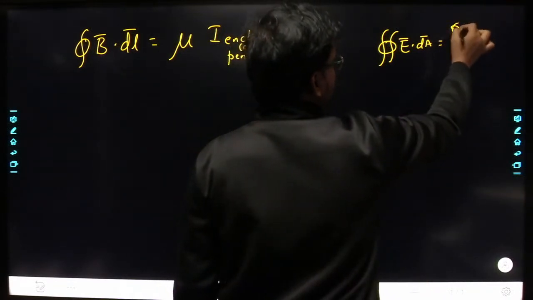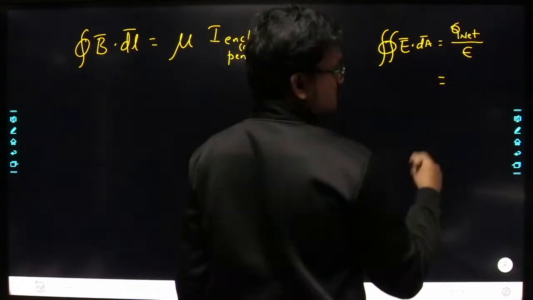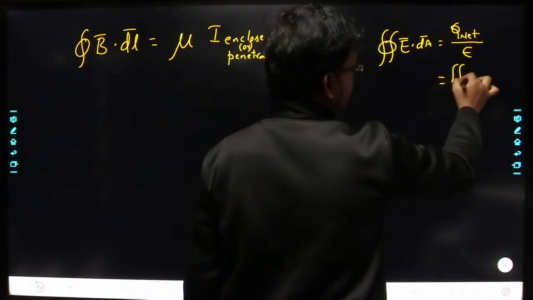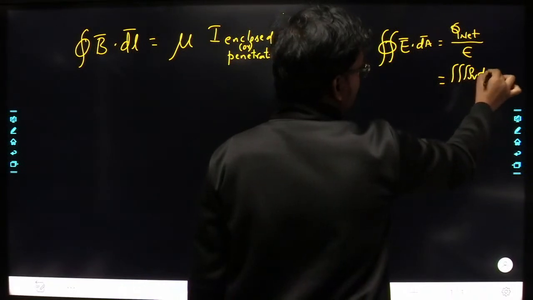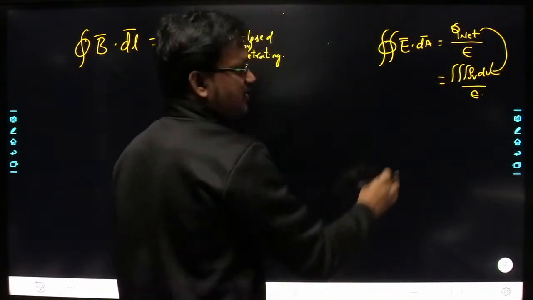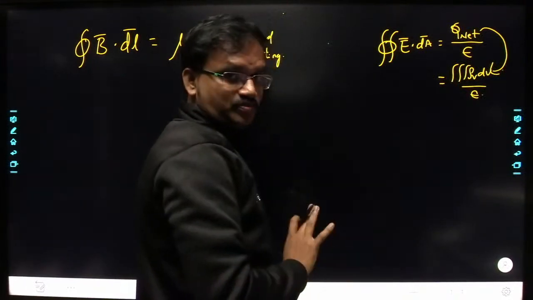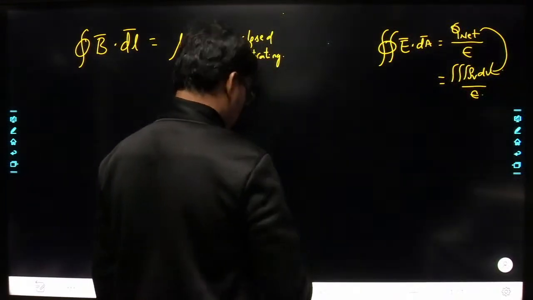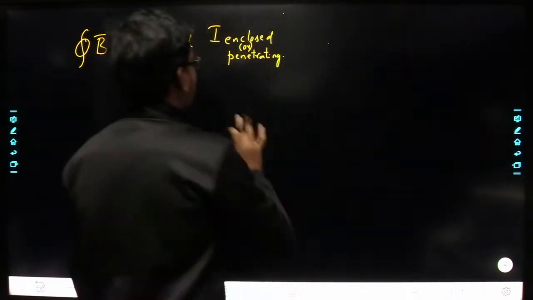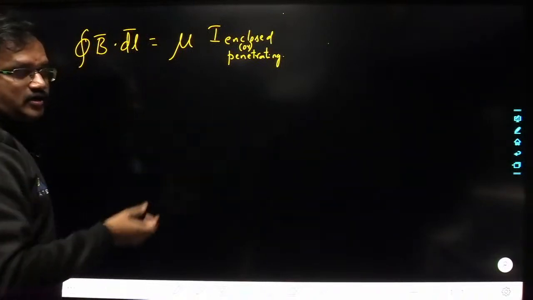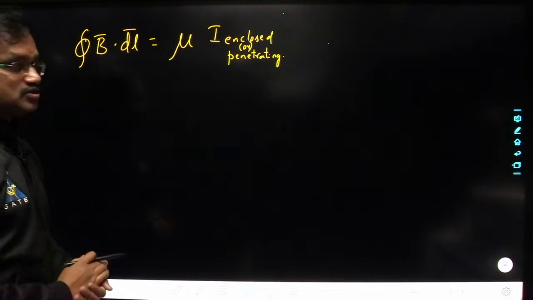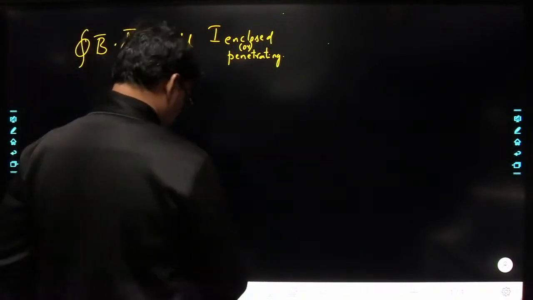Next, we have represented this net charge in terms of volume charge density. So that is, we have represented it as triple integral rho v dv divided by epsilon. So Q net we have represented in terms of charge density in this manner. Understood? So here also we try to represent this Ampere's law in terms of current density. Understood?